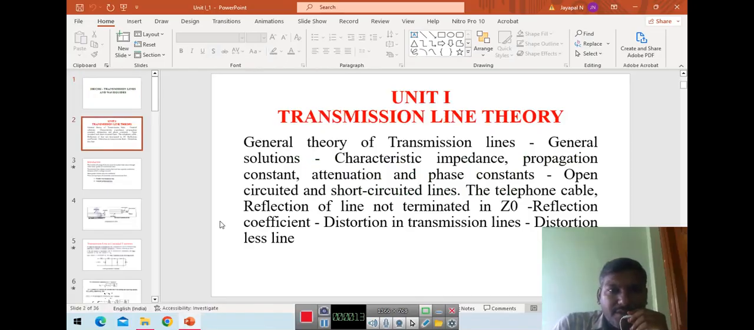And this is the syllabus: general theory of transmission lines, general solutions, characteristic impedance, propagation constant, attenuation and phase constant, open and short circuit lines, the telephone cable, reflection on a line, reflection coefficient, distortion in transmission lines, and distortionless lines.